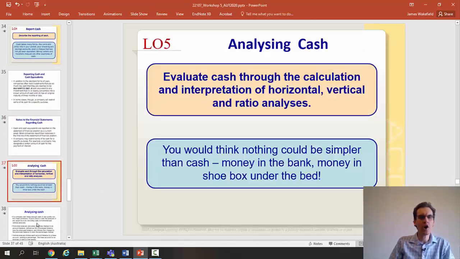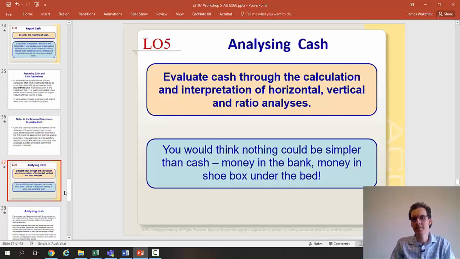Now, let's move on and let's have a look at learning objective number 5, which is analyzing cash. So what we're looking at doing here is how to analyze cash in terms of looking at how well the business is managing its cash. Now, some of you think about cash as to what you've got in your wallet. Some people manage their cash by keeping it in a box under the bed, although that's not recommended.